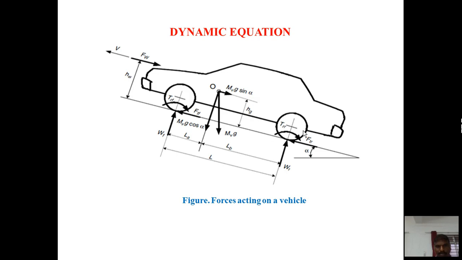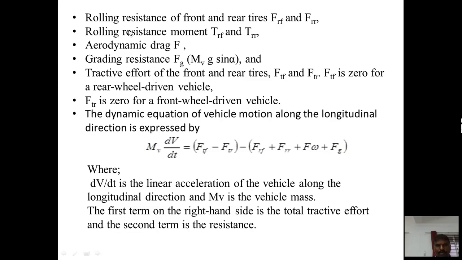The next, dynamic equation. Here is the diagram representing the vehicle in motion. The rolling resistance of the front and rear tires is F_Rf and F_Rr. Rolling resistance moments T_Rf and T_Rr. Aerodynamic drag F_w. Grading resistance F_g, M_v g sin alpha, and tractive effort of the front and rear tires F_Tf and F_Tr. F_Tf is 0 for a rear wheel driven vehicle. F_Tr is 0 for a front wheel driven vehicle.